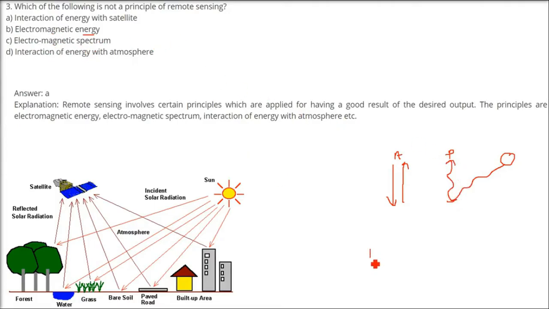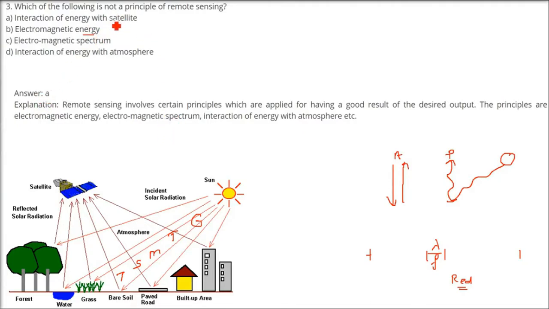Then the electromagnetic spectrum, as I said, has different parts. Some sensors or satellites image in infrared, some in visible light, some in a different range. From here to here, it's the electromagnetic spectrum that I'm coming to just now. Then interaction of energy with the atmosphere is also important. The energy is coming from some source and interacts with different objects. We have different layers: troposphere, stratosphere, mesosphere, thermosphere and exosphere. All these have different ions, layers and formations. So this interaction of energy with the atmosphere is there.